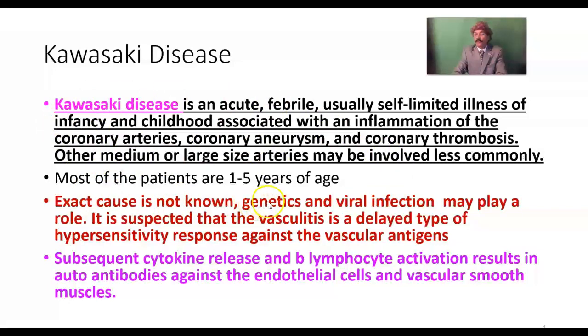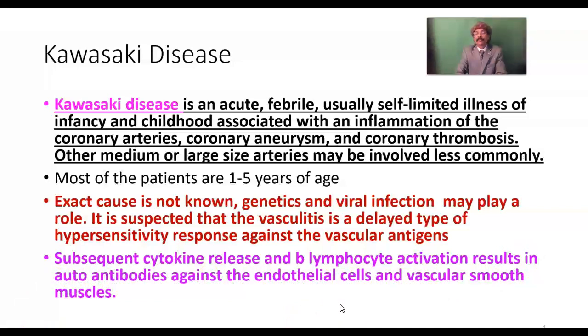The exact cause is not known. Genetics may play a role. Also, some type of viral infection, maybe a non-specific virus, may play a role. It is suspected that vasculitis is a delayed type of hypersensitivity response against vascular antigens, those present in the endothelium and also in the smooth muscle of medium-sized blood vessels like the coronary arteries. Subsequent cytokine release and B lymphocyte activation results in antibodies against the endothelial cell and vascular smooth muscles.